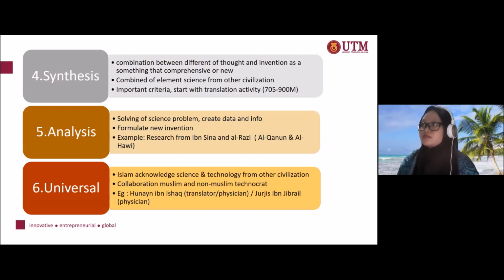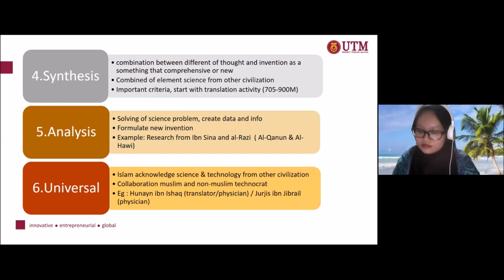The next characteristic is synthesis. Synthesis is a method of combination between different thoughts and inventions into something comprehensive. There are some elements of science from other civilizations such as Greece, India, Persia and others that are combined with elements from Islamic civilization. And synthesis is an important criterion in the formation of Islamic science, and it also started with translation activity around 705 until 900 CE. For example, there is a form of combination between the Al-Quran and Sunnah with the adoption of cultural knowledge from Greece towards Islamic culture.